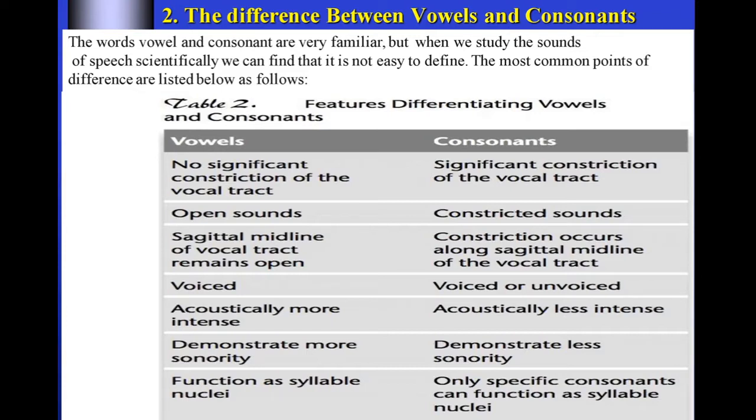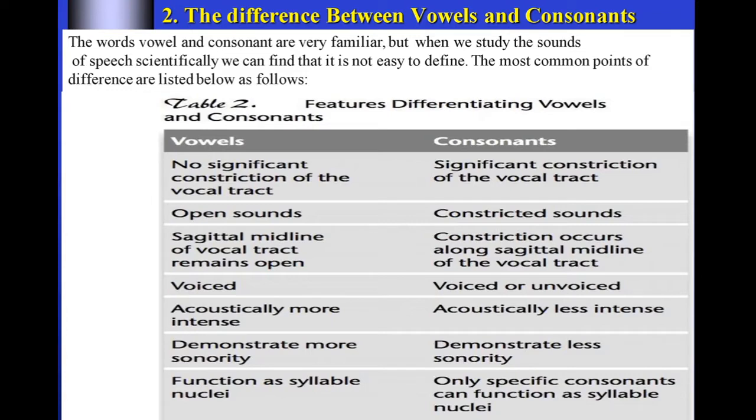In vowels, the sagittal midline of the vocal tract remains open, which means that the vocal tract is free. In consonants, constriction occurs along the sagittal midline of the vocal tract. It means that in the vocal tract we have pauses of the air. All the vowels are voiced. It means they are produced with a vibration in the vocal cords. For consonants, some of them are voiced and some others are unvoiced. That is, either there is a vibration in the vocal cords like in z, or there is no vibration in the vocal cords like in s, sh.